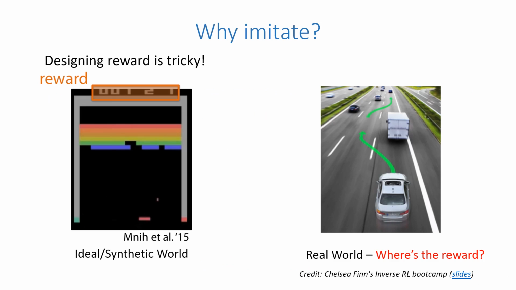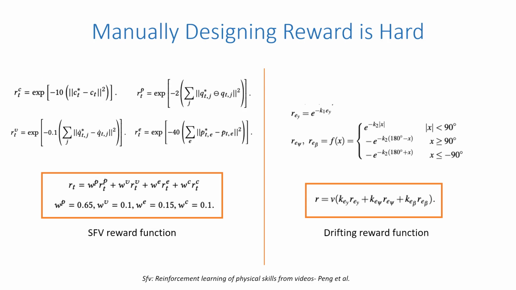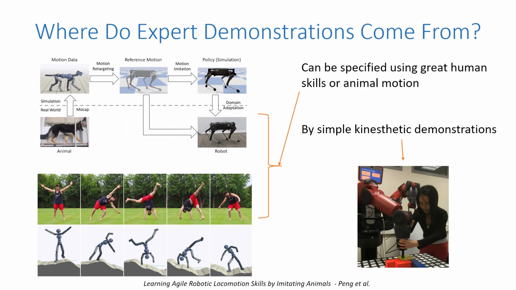Atari provides a real reward function, but in real-life scenarios like autonomous driving, it is not obvious at all what the reward function should be. In general, designing reward requires striking a fine balance between different preferences to achieve the final objective, which can be difficult. Now that we have seen the importance of imitation, where do these expert demonstrations come from?